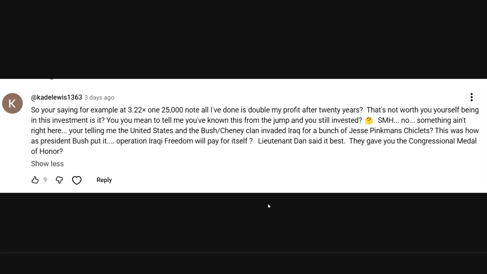This was how President Bush put it. Operation Iraqi Freedom will pay for itself. Love it. Again, this is a lot of information out there that people have been taking and using it to mislead you. Did I know this from the start? No. In the beginning, I was following along with the other content creators until I started doing my own research and really digging into it. Come on, I taught college for 7 years.